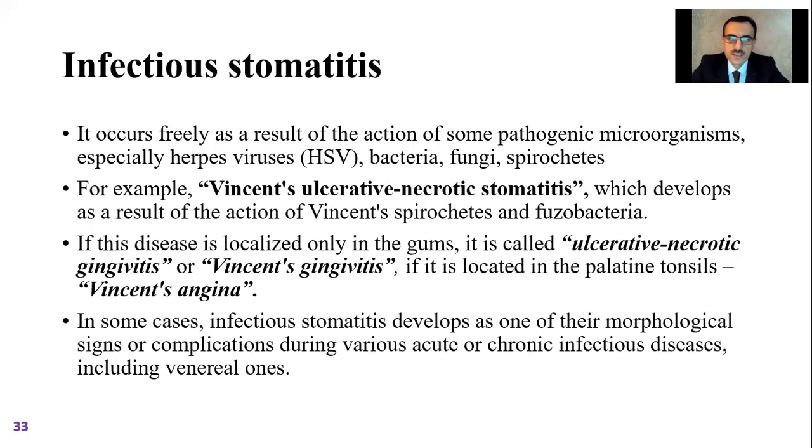Infectious stomatitis occurs freely as a result of the action of some pathogenic microorganisms, especially herpes viruses, bacteria, fungi, spirochetes. For example, Vincent ulcerative necrotic stomatitis, which develops as a result of the action of Vincent's spirochetes and fusobacteria. If this disease is localized only in the gums, it is called ulcerative necrotic gingivitis or Vincent's gingivitis. If it is localized in the palatine tonsils, we call it Vincent angina. In some cases, infectious stomatitis develops as one of their morphological signs or complications during various acute and or chronic infectious diseases, including the venereals.